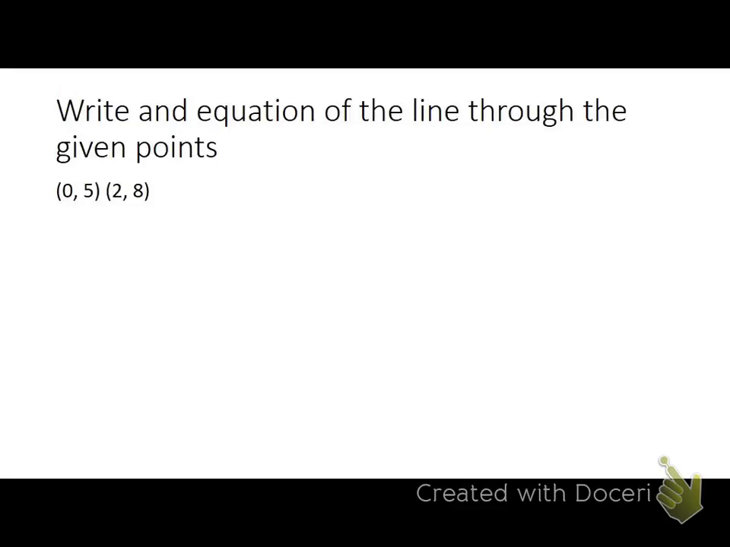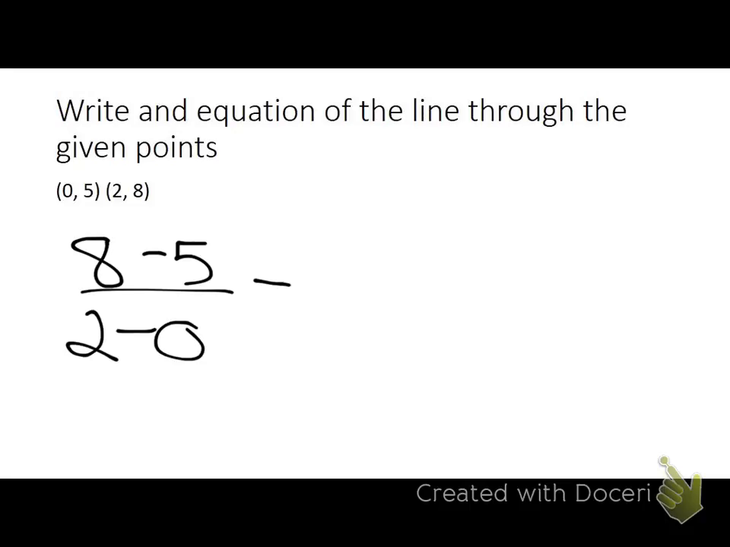What's my y2 value? 8. What's my y1 value? What's my x2? 2. What's my x1? 0. What's my slope? 3 over 2. But I know my slope now, but I don't know my y-intercept. How can I figure out my y-intercept? 0, 1. You got 5. So what is my y-intercept, guys? Y equals 3 over 2x plus 5.